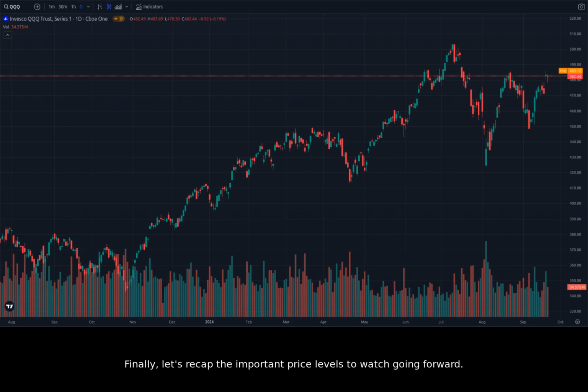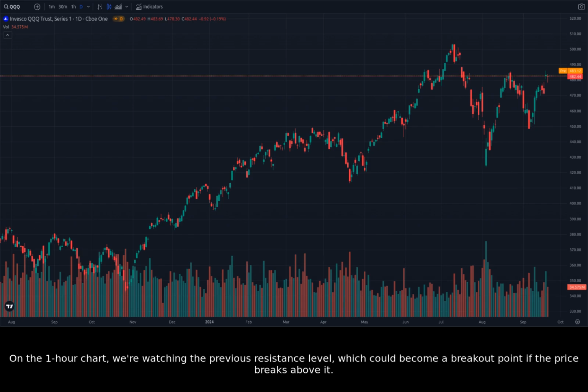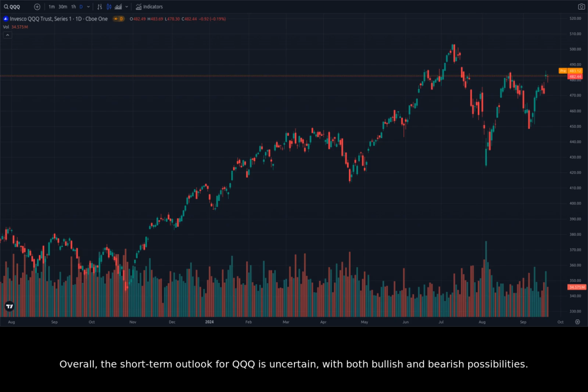Finally, let's recap the important price levels to watch going forward. On the daily chart, the 20-day moving average has been a strong support level, but it could act as resistance as the price attempts to recover. On the 1-hour chart, we're watching the previous resistance level, which could become a breakout point if the price breaks above it. Overall, the short-term outlook for QQQ is uncertain, with both bullish and bearish possibilities.